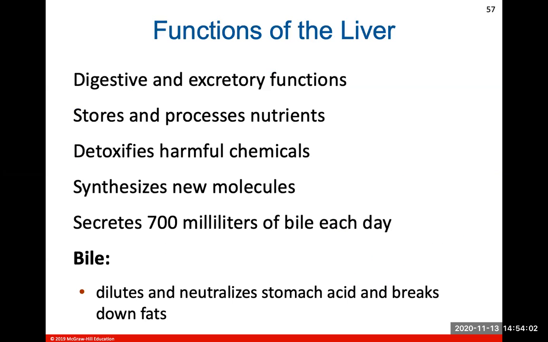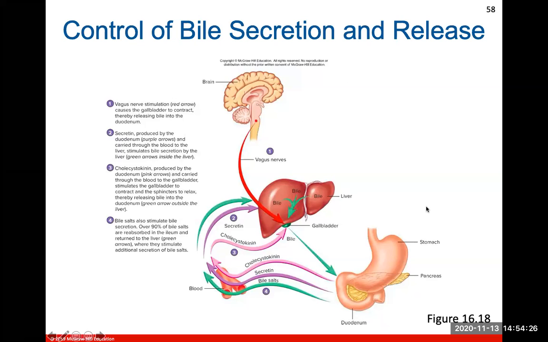The functions of the liver: it has digestive and excretory functions. It stores and processes nutrients. It detoxifies harmful chemicals. It synthesizes new molecules, and it secretes about 700 milliliters of bile each day. And bile is what will dilute and neutralize stomach acid, and bile will break down your fats. Here's the control of bile secretion and release by the vagus nerves from the brain. It will be secreted usually after a fatty meal where you need bile to break down the fat in the small intestine.